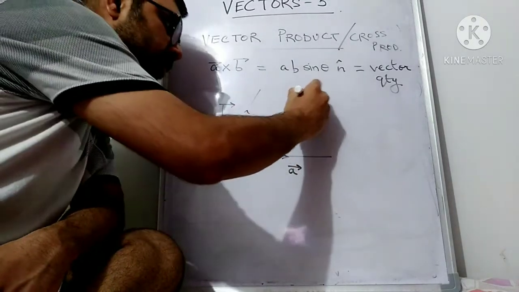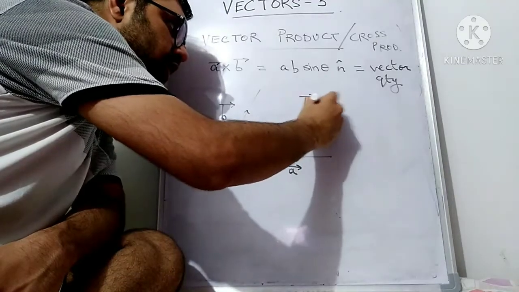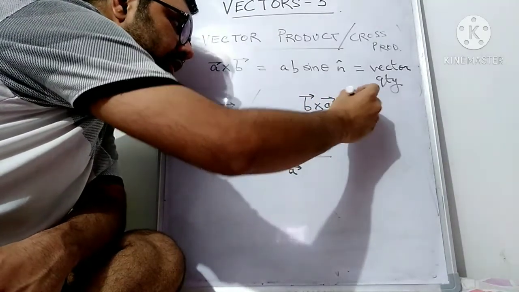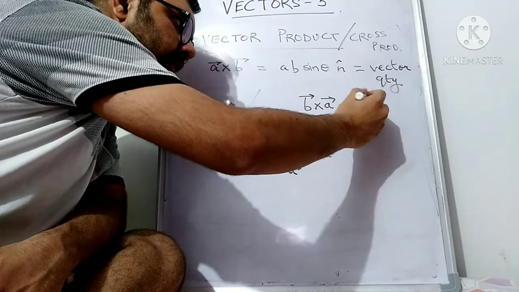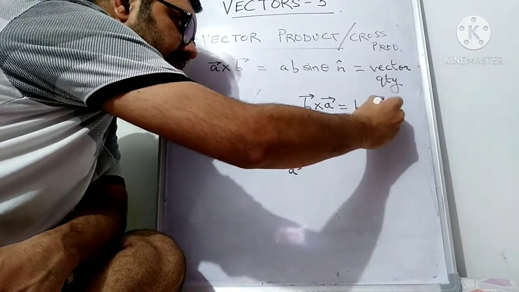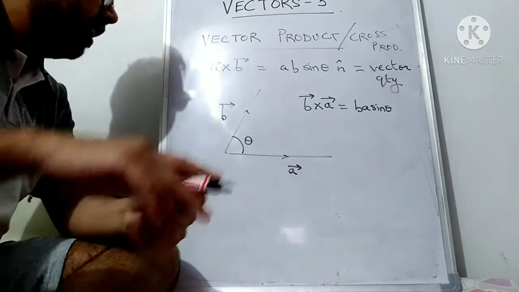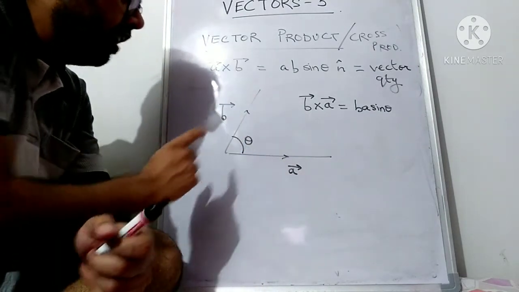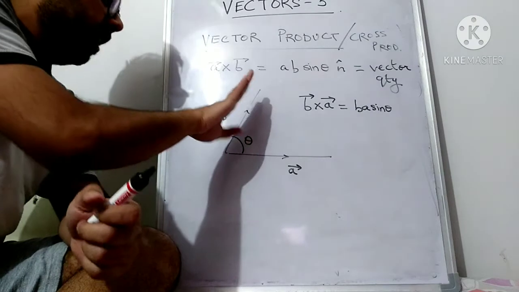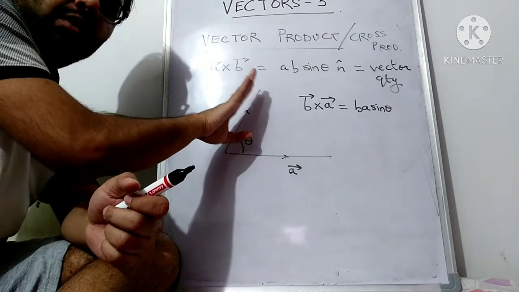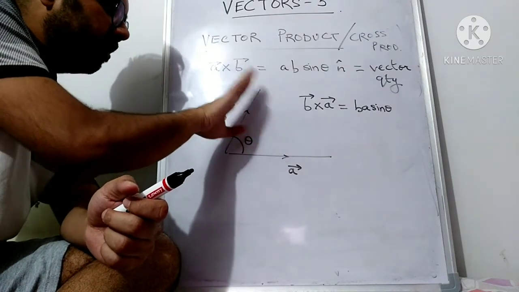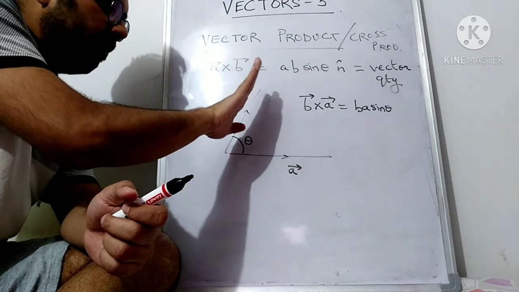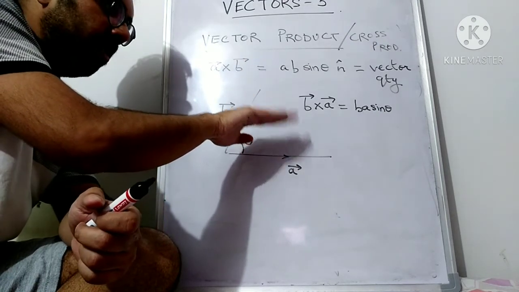Okay, suppose in this case I want to find b cross a. So b will come here, a will come here, and sine theta. Now in this case the first vector is b vector. So in order to find the direction, I have to keep my fingers of the right hand along the vector b first, and now curl my fingers towards a.